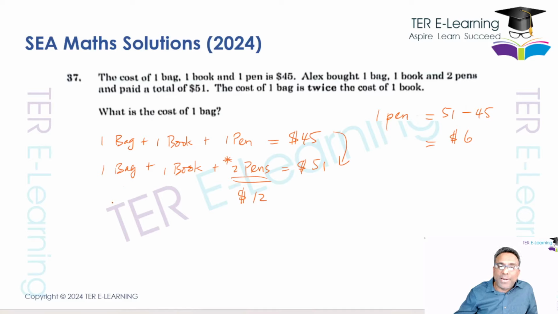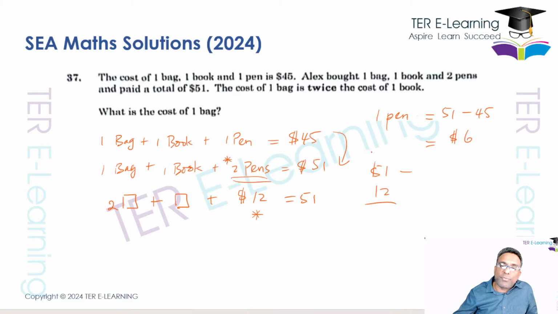Now, the price of one bag is twice the cost of one book. So if I have one book here, the cost of a bag is going to be 2 of this, right? Now, when I add up 2 boxes plus 1 box plus 12, I'm going to get $51. So here's what we need to do. We need to figure out what is one box. So the first thing I would do, I'd remove the $12 from the 51. So we're going to say 51 minus 12.